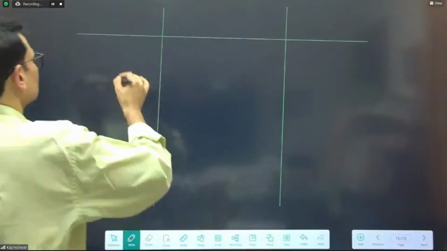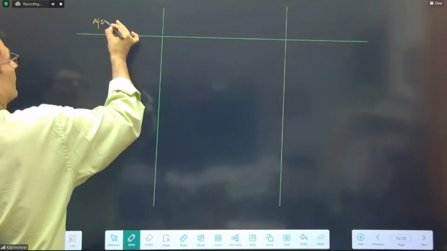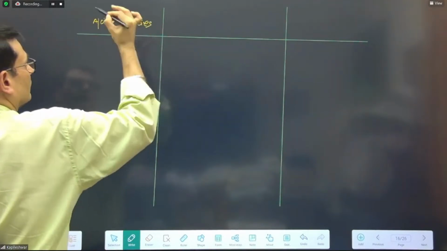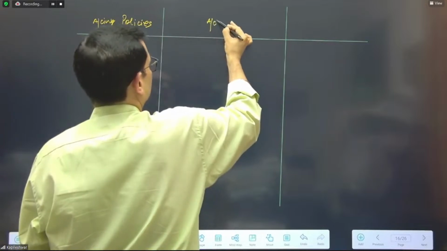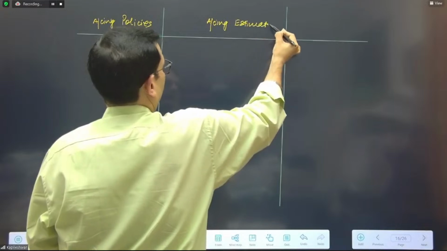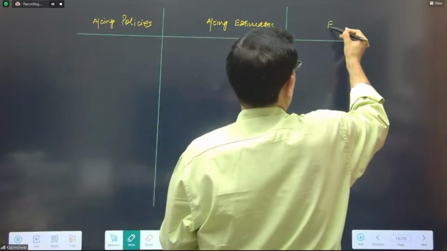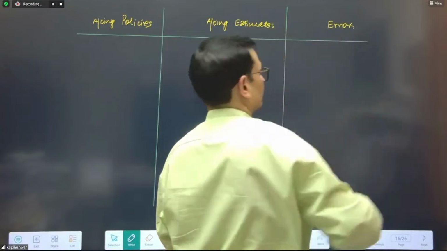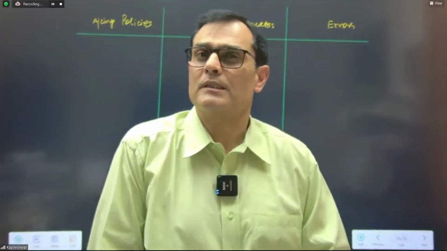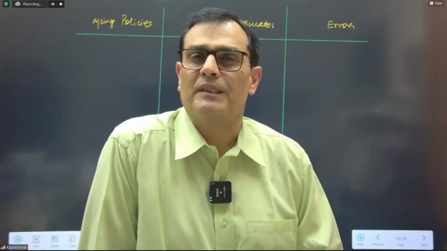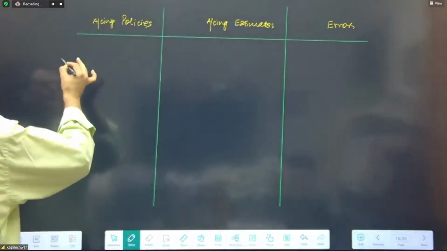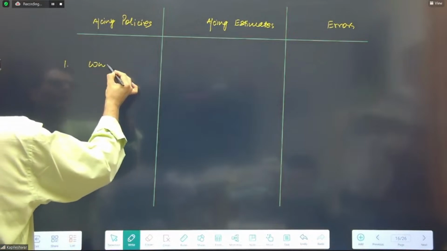So let's first of all understand what we are going to study in the standard. Number 1, the focus is on accounting policies. Number 2, the focus is on accounting estimates. And number 3, the focus is on errors. So we can see that there are 3 inputs which are given in the standard: accounting policy, accounting estimates, as well as errors. The first thing we need to understand on accounting policy is, what are accounting policies?